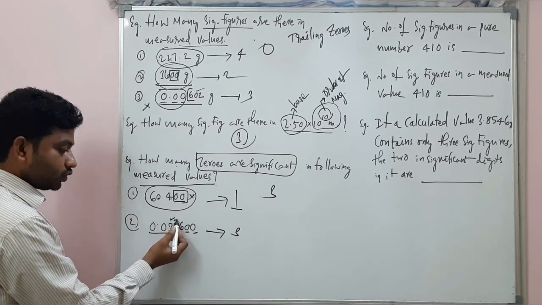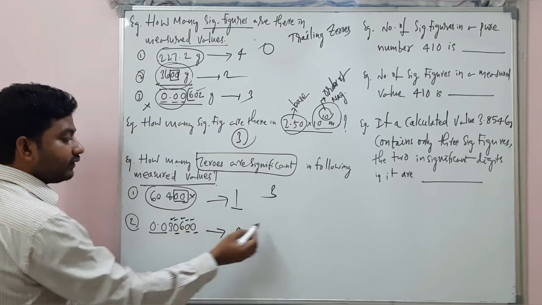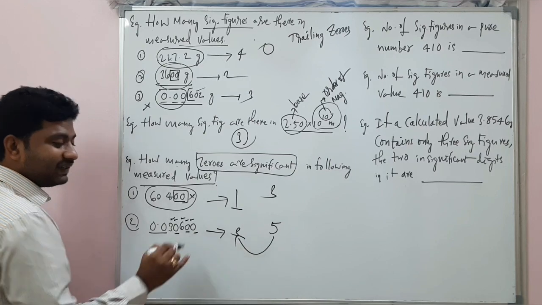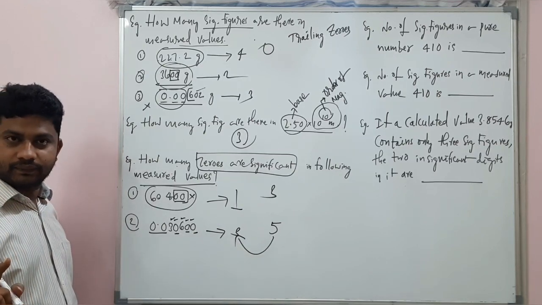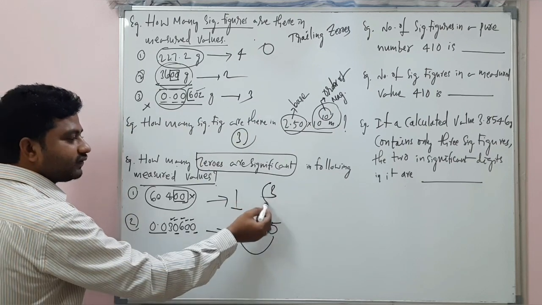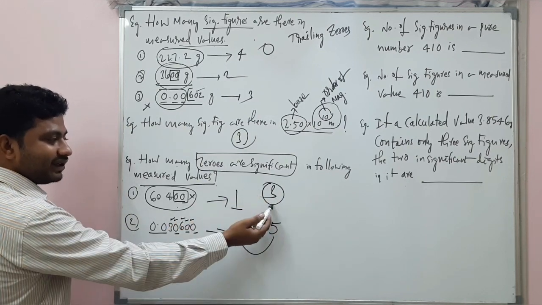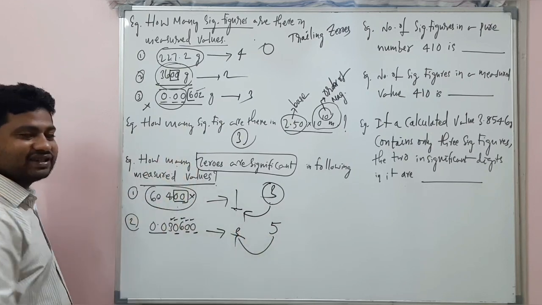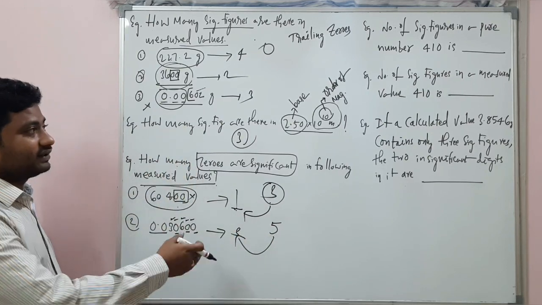So 1, 2, 3, 4, 5. 5 significant figures are here. Out of them, 3 are zeros which are significant. Total significant figures in this measurement is 3. Out of 3, 1 is 0, which is significant. Okay, so that is next.